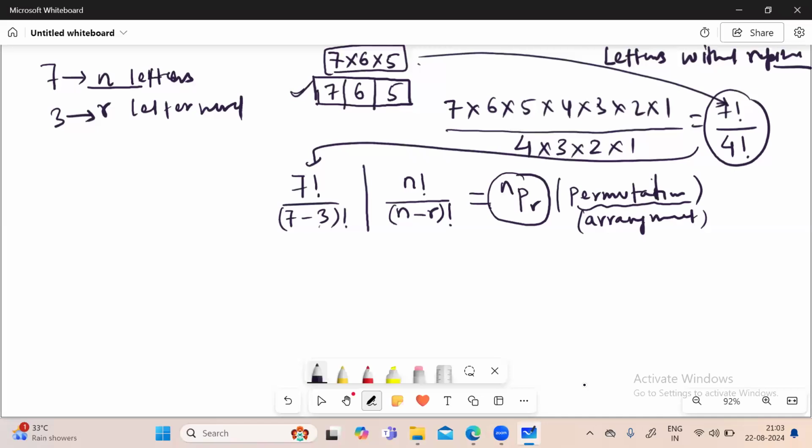So now you can define nPr as total number of arrangements of n letters, remember, or n elements, taking r at a time.